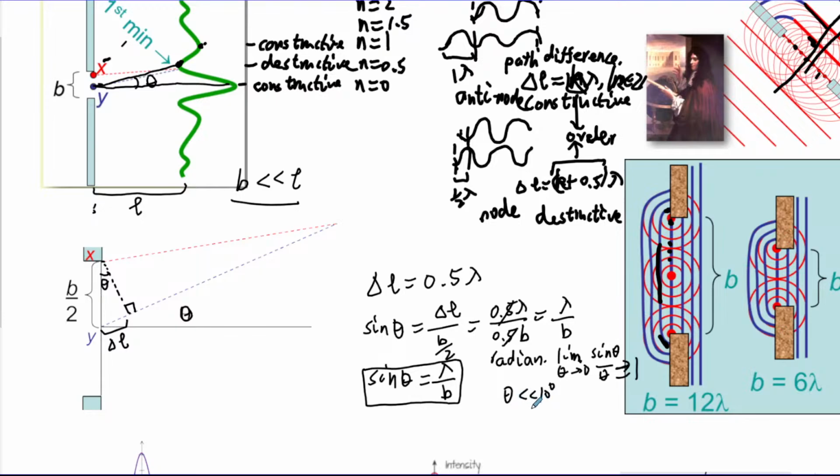When that's the case, we can make a reasonable estimation that sine theta is approximately equal to theta. So we get the formula that's actually on your formula sheet for IB: the angle measured in radians is approximately equal to lambda over b, which means the angle of diffraction for a single slit is approximately equal to the wavelength of the light passing through the slit over b.